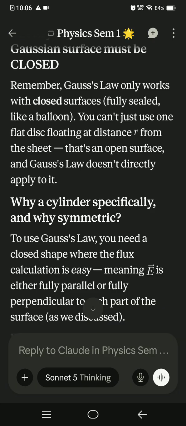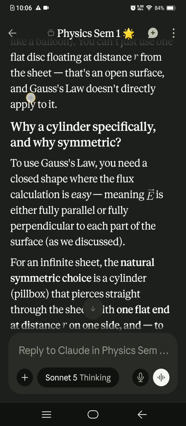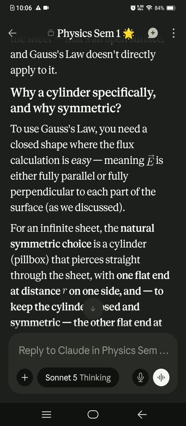You can't just use one flat disk floating a distance r from the sheet; that's an open surface. Gauss's law doesn't directly apply to it. Okay, why a cylinder specifically, and why symmetric?